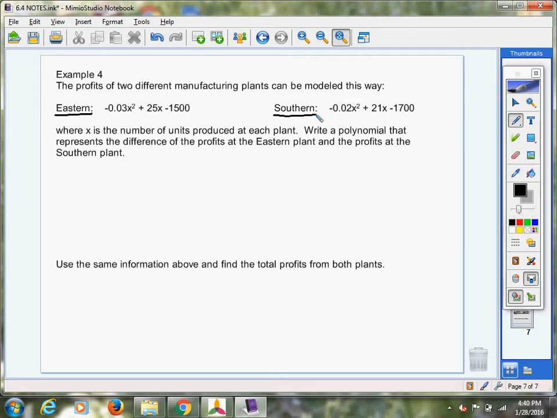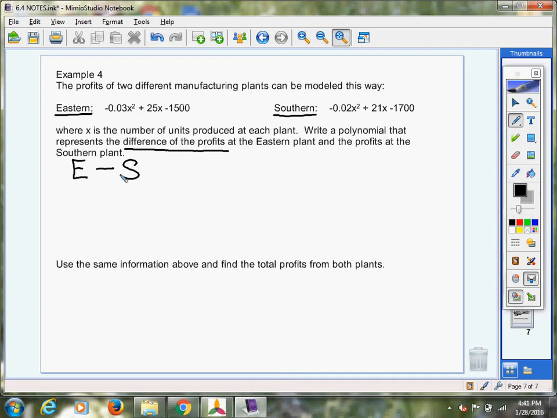So we're going to write a polynomial that represents the difference of the profits at the Eastern plant and the profits at the Southern plant. So in other words, they want us to take the Eastern plant and subtract the Southern plant from it. That's what the difference means. So they tell you in the problem, using some mathanese to help you understand, what do I do with these two polynomials? And this is what we do with it.